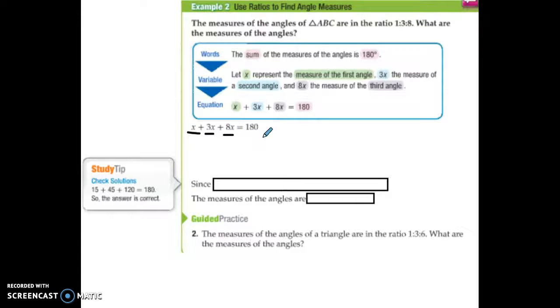So again, I just solve this equation. What is 1x plus 3x plus 8x? Well, that's 12x equals 180. How do I solve this equation? I got to get rid of this 12. This is 12 times x. So the opposite of multiply is to divide. I divide both sides by 12. x equals 15.